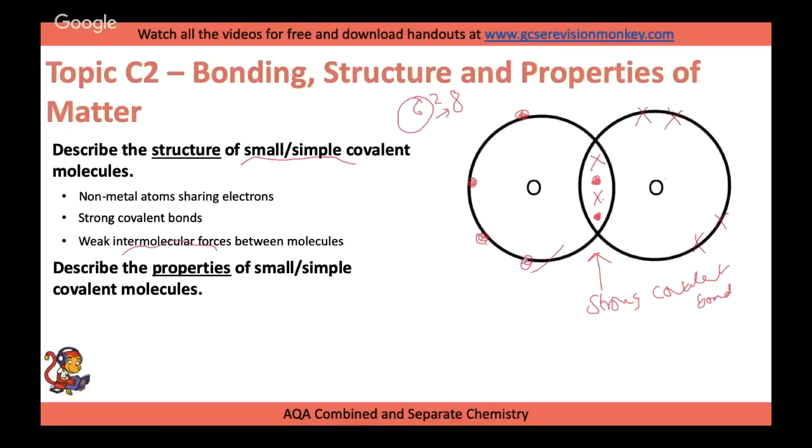1, 2, 3, 4, 5, 6, 7, 8. And 1, 2, 3, 4, 5, 6, 7, 8. So that's when you know that you've got it correct in total. So this is actually a double bond, O double bond O, and we show bonds by a single line.